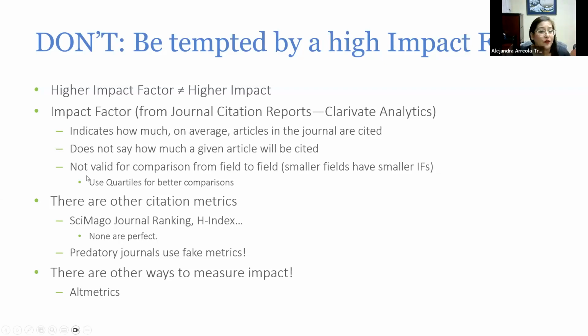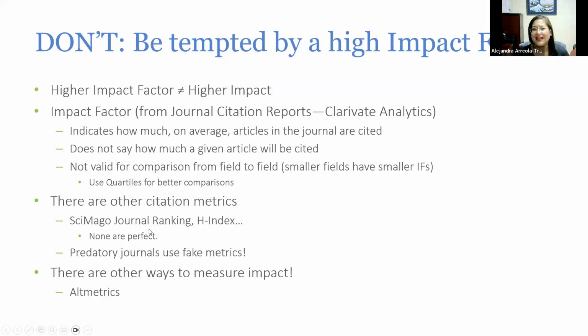So for that, we invented quartiles. Now you can compare them, because if you have a quartile 1 journal for cancer and a quartile 1 journal for fishery science, then you can make a comparison that these are both top in their fields. You need to remember that there are other citation metrics.